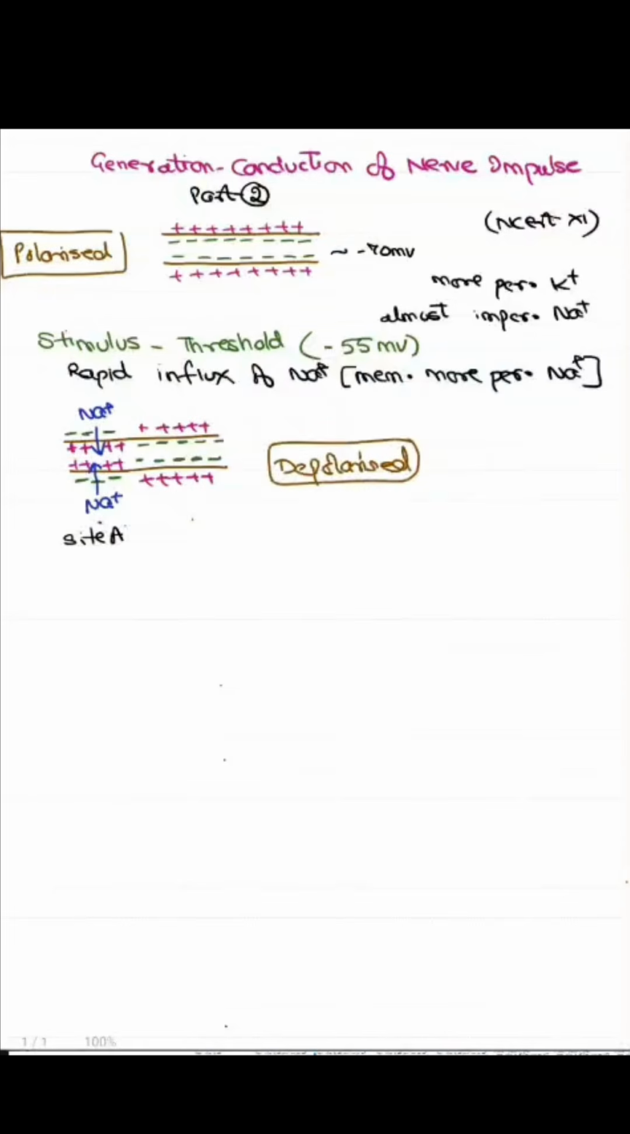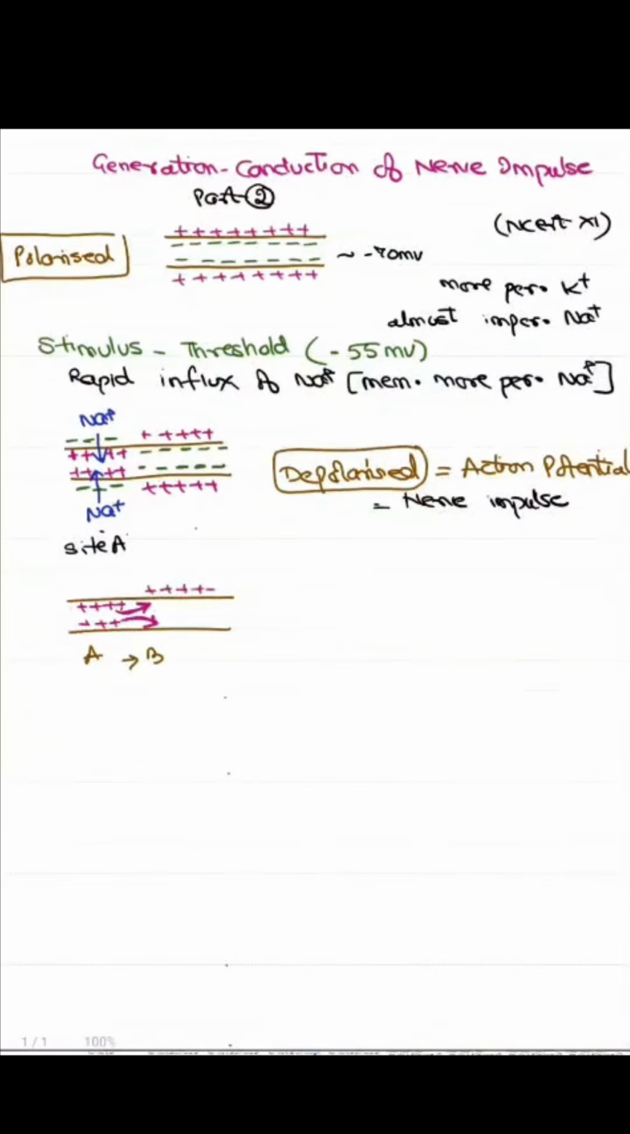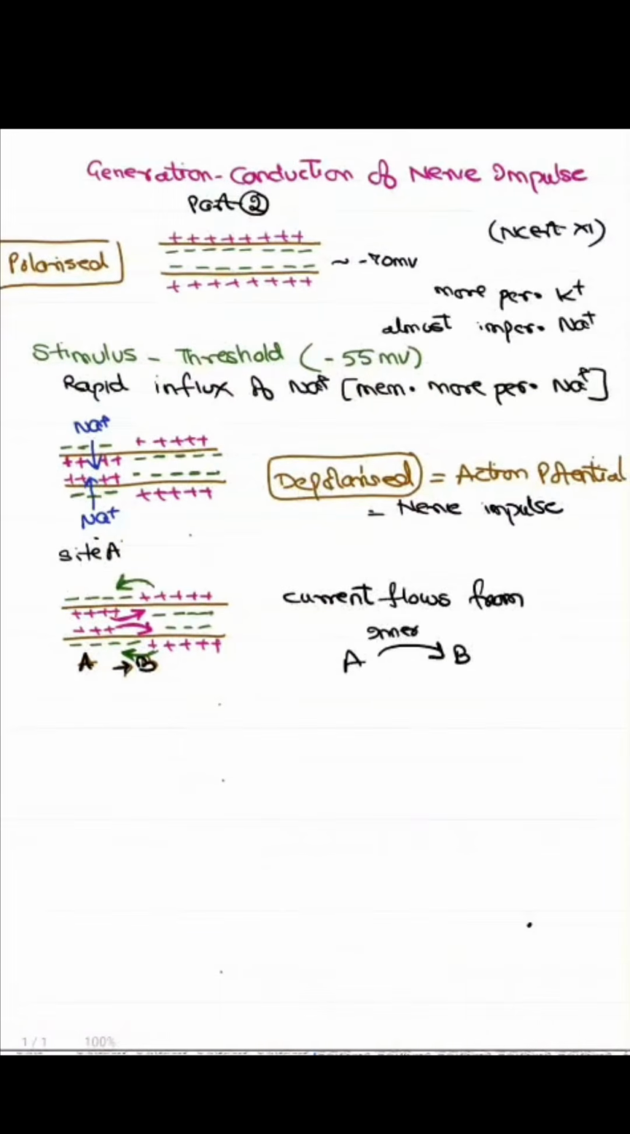Now, site A, where you have a reversal of the charges, is called depolarized, and this contains the action potential. That is, the potential difference at site A contains the stimulus or the nerve impulse. Now, the nerve impulse starts moving from site A to site B. So, the current flows from A to B on the inner surface and from B to A on the outer surface. This also completes the current flow and the circuit. So, now the impulse is moving towards B.